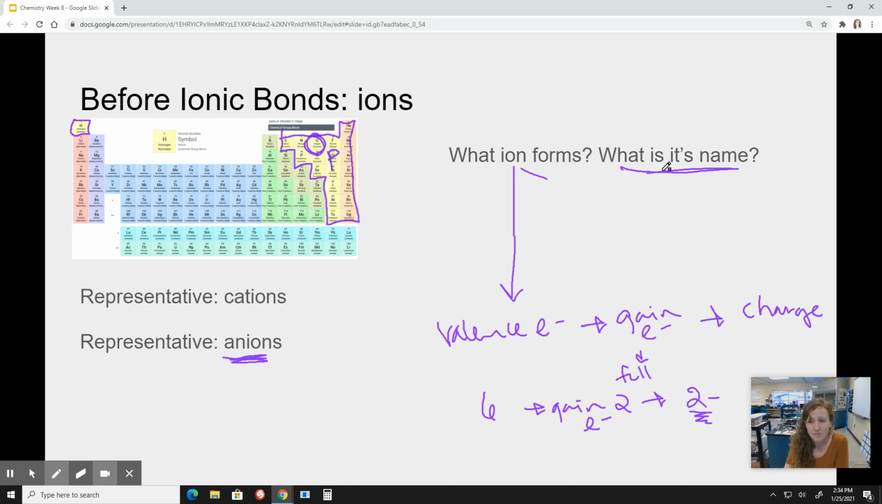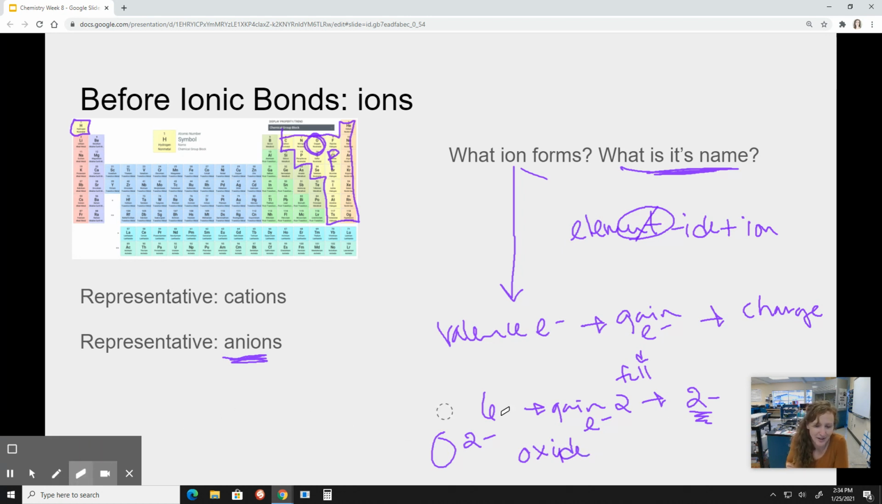And then we talked about naming these as well. You take the element name, take the ending off, and add the suffix "ide" plus the word ion. So oxygen, O2-, would form the oxide. I started to write oxygen. Let me write that over again. The oxide ion. There we go.